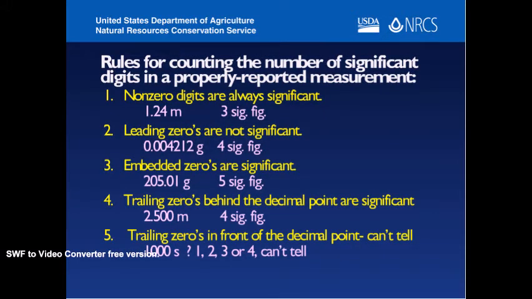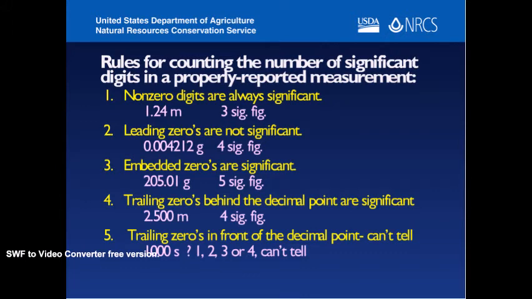In order to understand significant figures, you have to understand the rules. The first rule is that non-zero digits are always significant. 1.24 meters happens to be 3 significant figures: 1, 2, 4. The second rule is that leading zeros are not significant. So when you count the number of significant figures in 0.004212, you use the 4212, or 4 significant figures. Embedded zeros are significant, so 205.01 has 5 total significant figures. Trailing zeros behind the decimal point are significant.